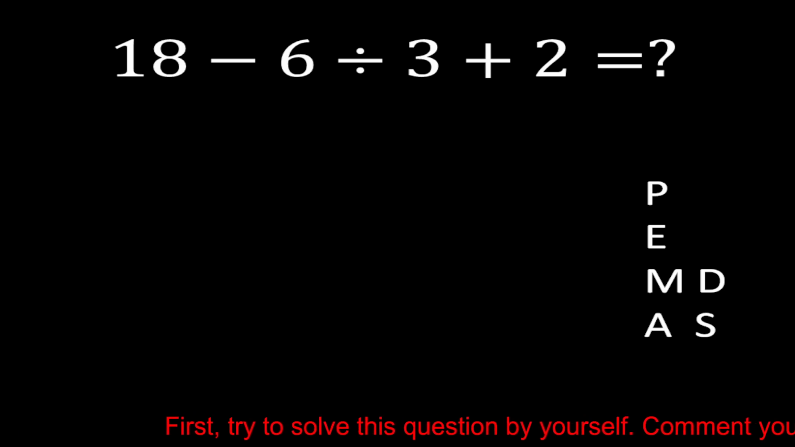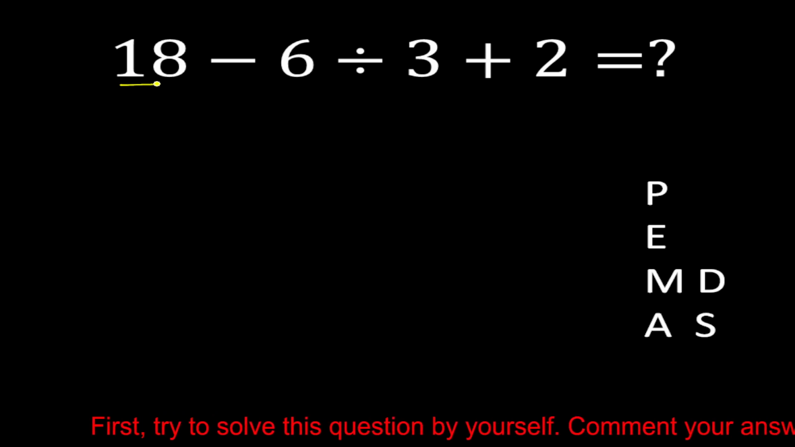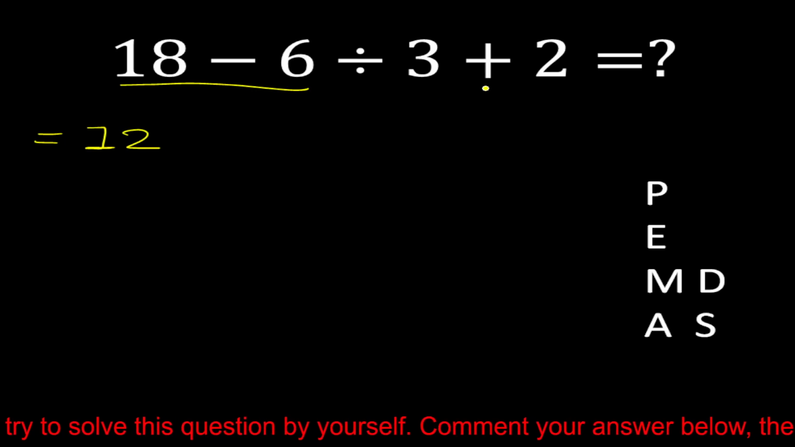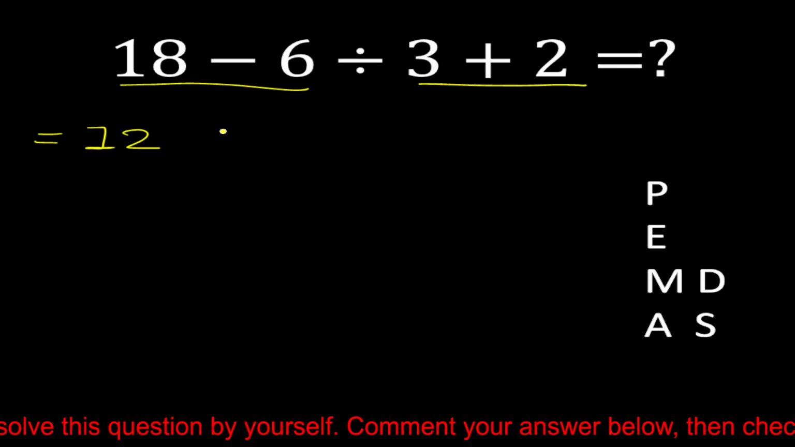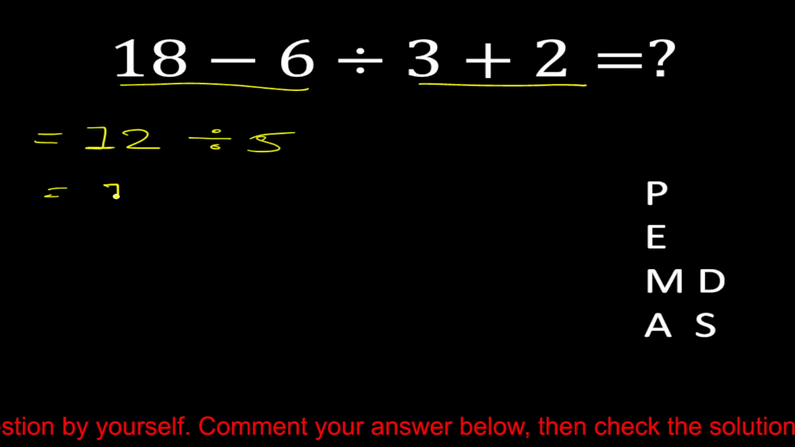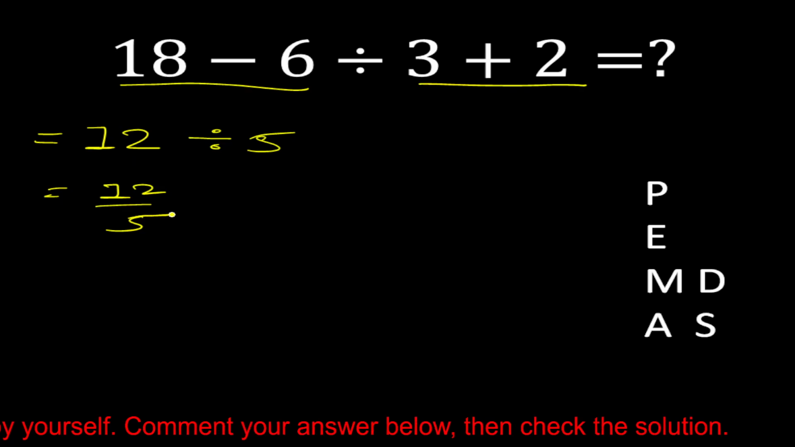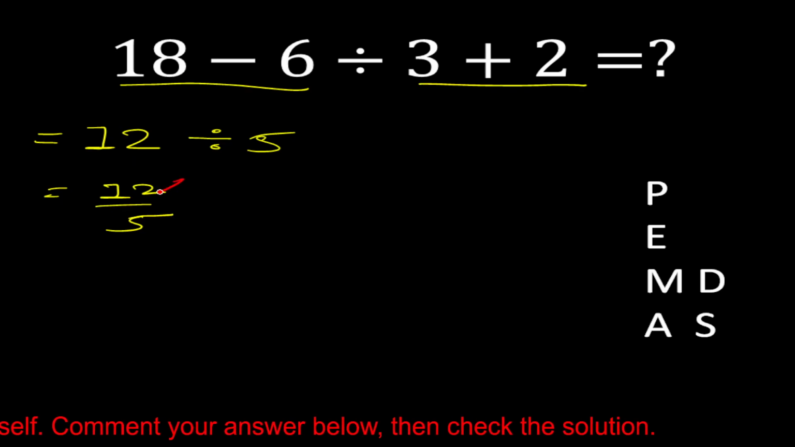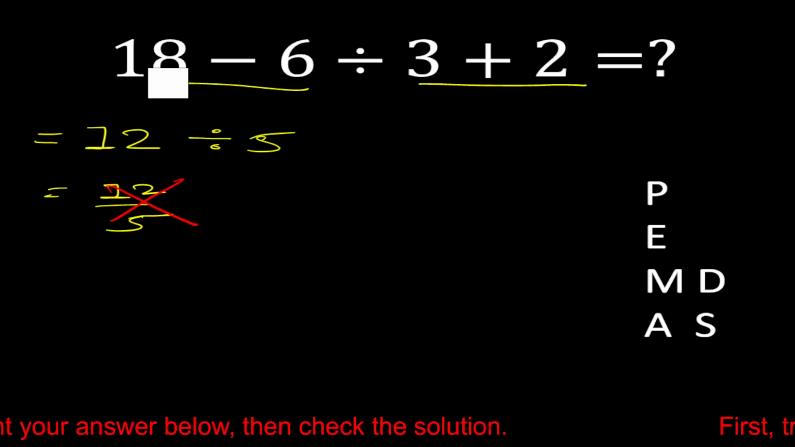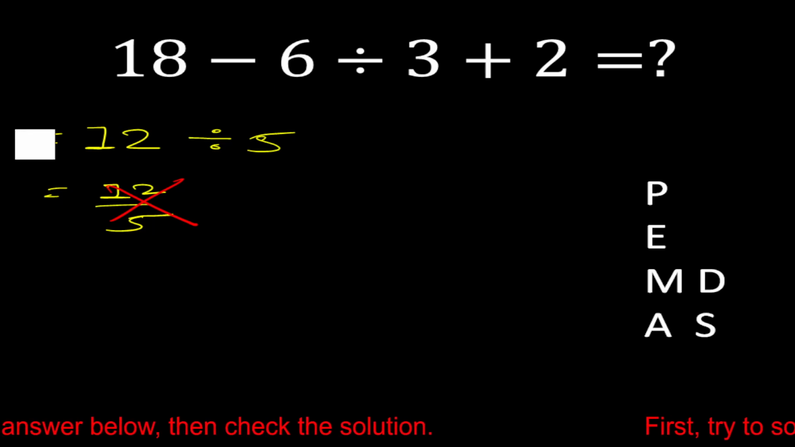So most people solve this question like 18 minus 6 is equal to 12. Then 3 plus 2 is equal to 5. So 12 divided by 5 is equal to 12 upon 5. Okay. But this answer is not correct. This answer is completely wrong. So now let's solve this problem correctly by using the PEMDAS rule.